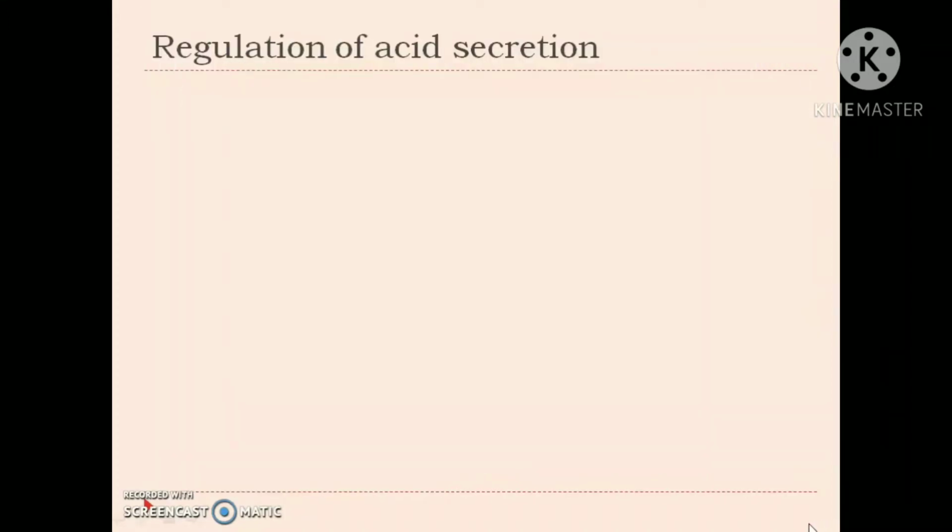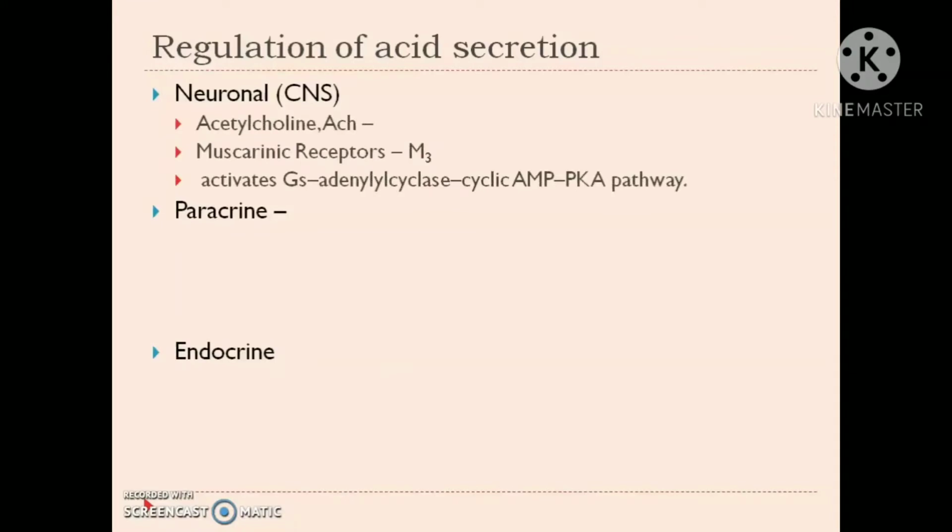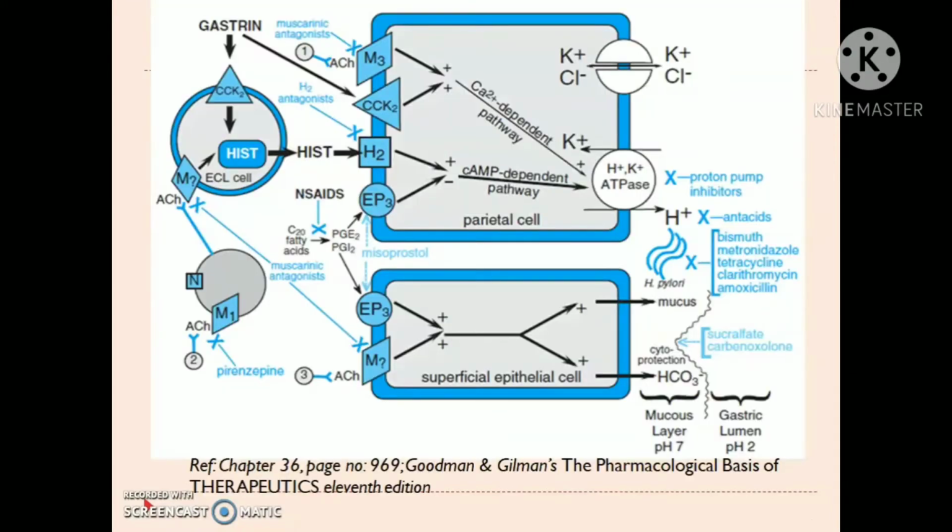Gastric acid secretion is a complex and continuous process, and a number of systems are involved in it. There are both central and peripheral factors that control the acid secretion. Three important systems are involved in gastric acid secretion. One is the neuronal or central nervous system that acts through acetylcholine. Acetylcholine acts through the muscarinic receptors present in the parietal cells and the ECL cells.